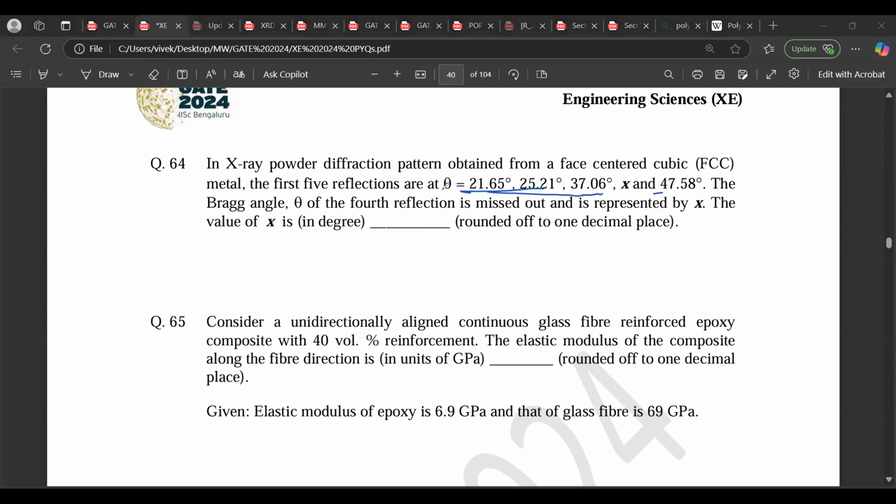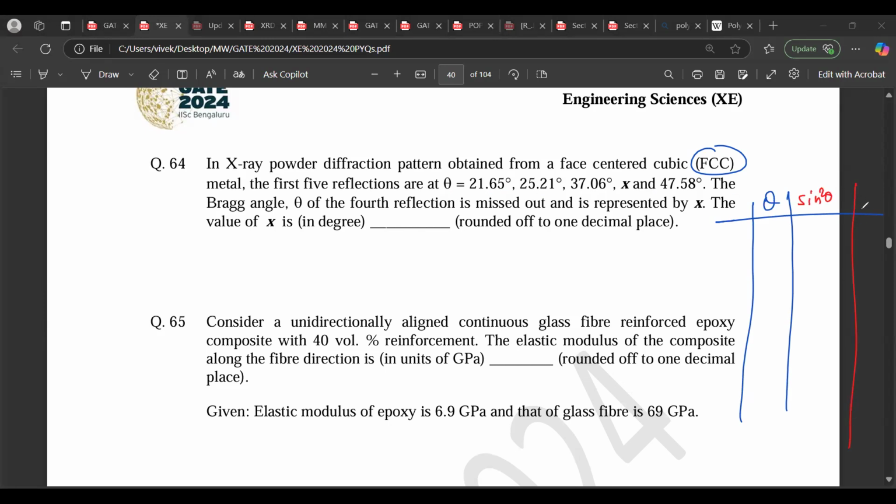In some more crude way, what it's saying is it's an FCC, and you draw the theta, and then you find out the sine square theta. Why, I'll tell you. And then you find out the ratio or individual value. What is that? I'll tell you, don't worry. Theta is your 21.65. So it's a corresponding sine. You find out the sine square, sine theta means sine 21.65 from calculator. Then you square it. You'll get the sine square theta. That is 0.1361136. Forgive me, I've already calculated before.